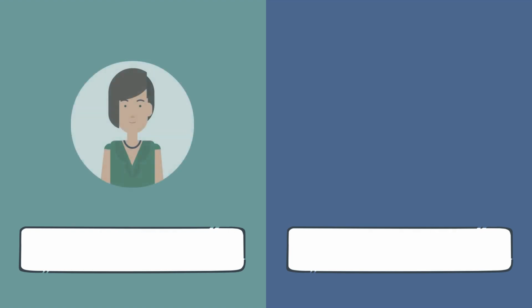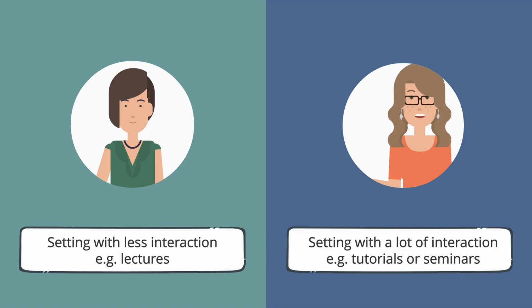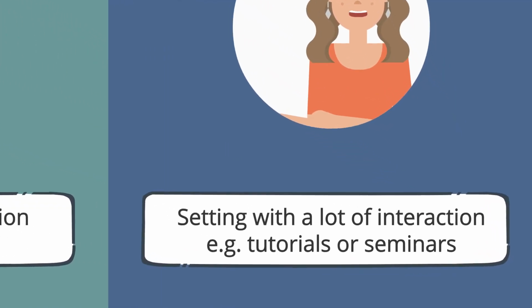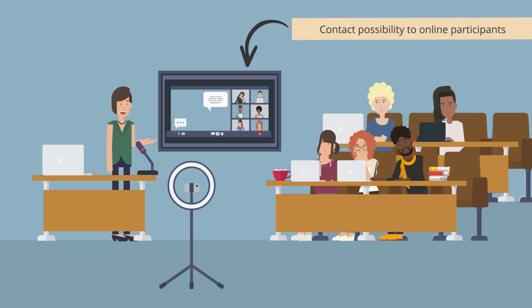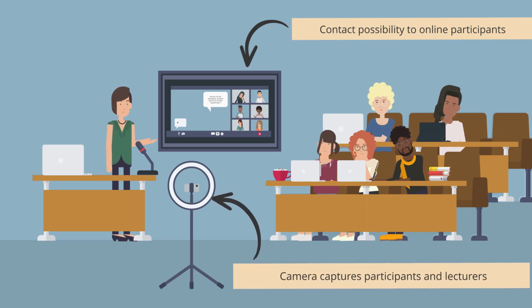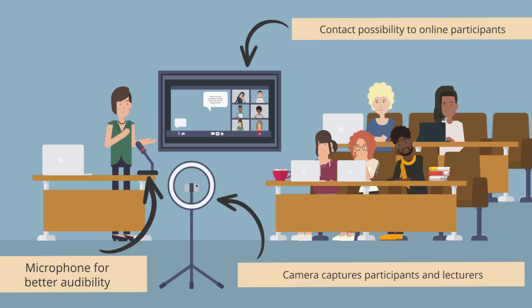In contrast, synchronous hybrid seminars, tutorials, and settings with a lot of interaction require more time in planning and conception. In such scenarios, one should enable communication on several levels. Online participants can be visible in the physical classroom using a separate screen or a beamer. The on-site participants can be integrated into the online meeting room via a camera that captures the room. The lecturer is also visible through a camera and uses a microphone.